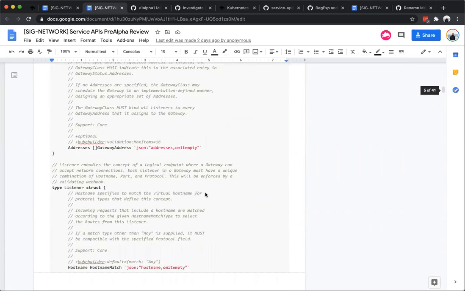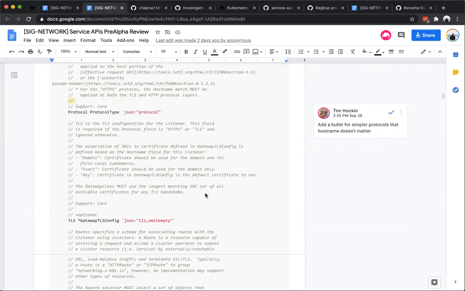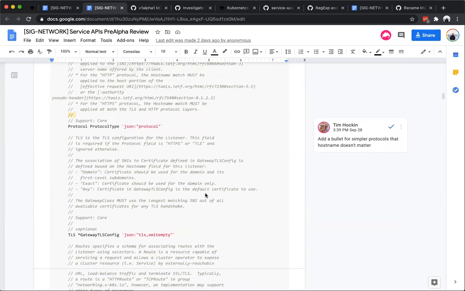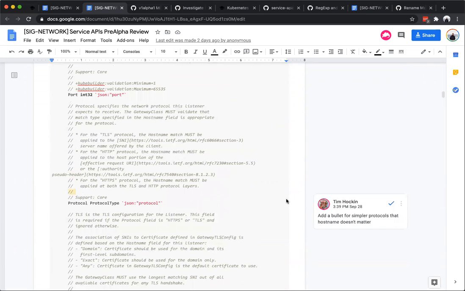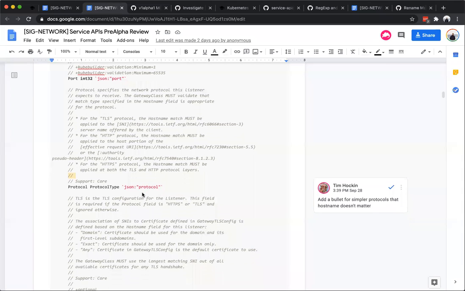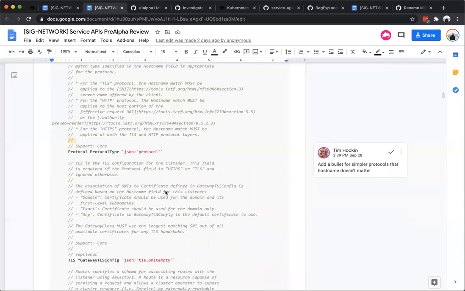There are a few other comments. I don't know that we have time for all of them. This is one interesting one: we should add some kind of bullet to describe how we would support additional protocols. This is kind of a bigger issue, but I thought it was an interesting comment. Assuming we want to support more protocols than this in the not too distant future, describing what that would look like here.